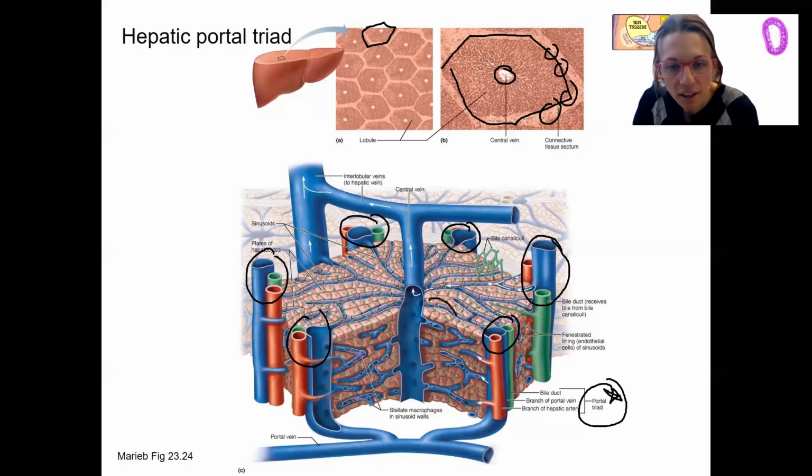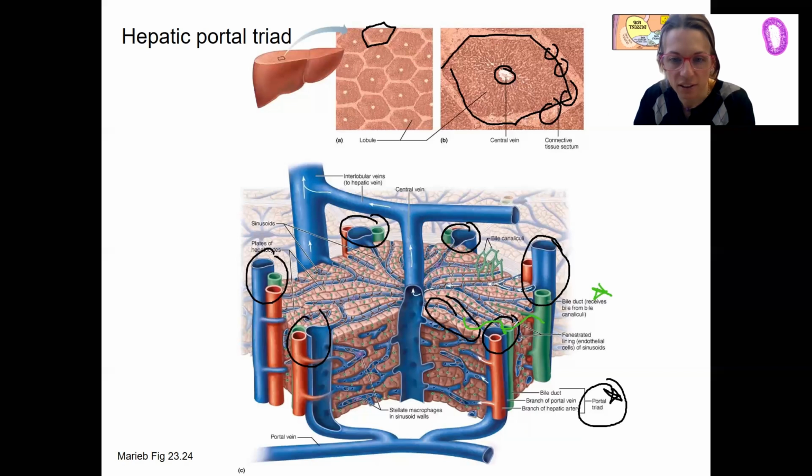So these hepatocytes all along here are producing bile. That's what that green stuff is in there. That's all going to be shunted to this bile duct and then meet up. Here's the meet up to form this main bile duct. We'll see this again in a moment, actually.